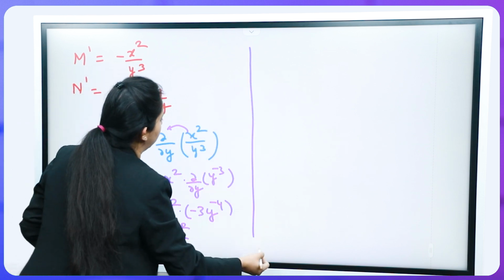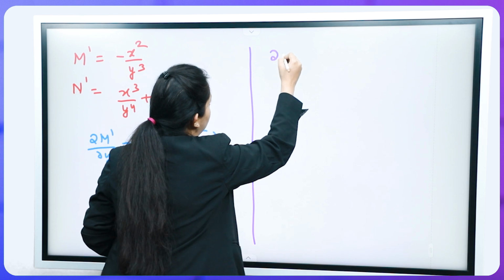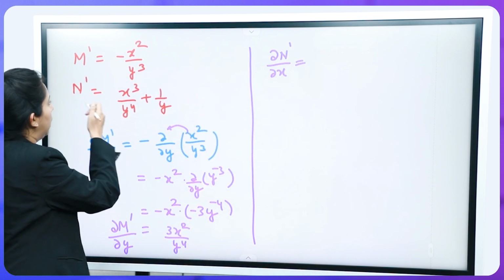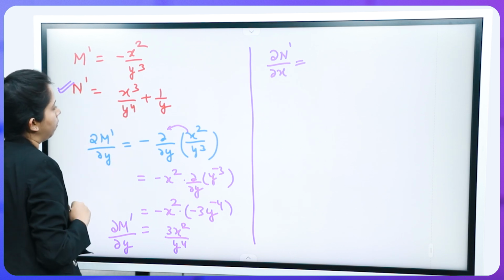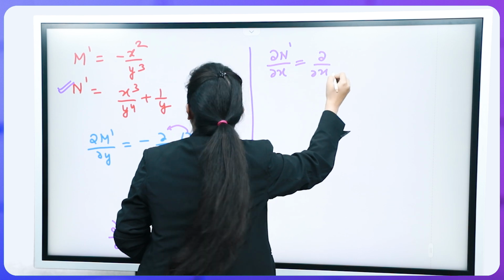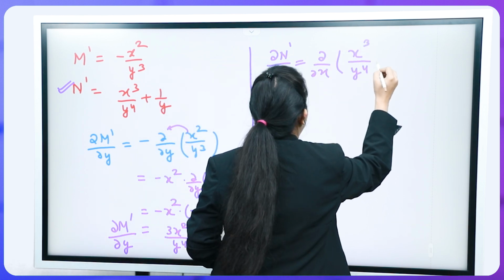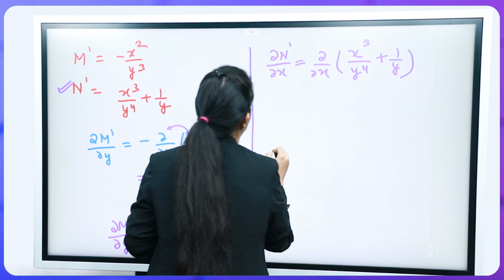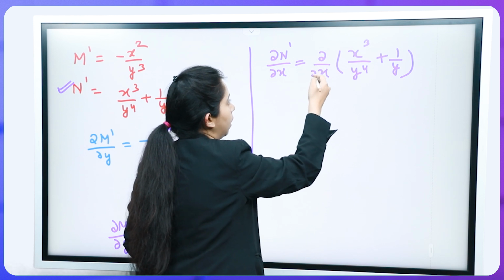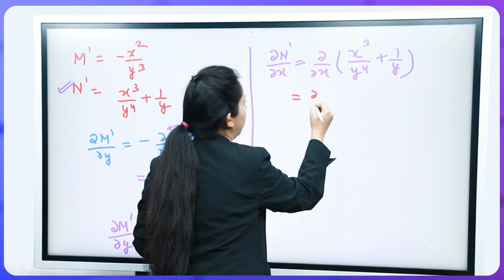Now, we will check whether del n dash by del x is also having the same value or not. Here the value of n dash is x cube by y raised to the power 4 plus 1 upon y. We are differentiating it partially with respect to x. So, the function is x cube by y raised to the power 4 plus 1 upon y. Here, using the rule that the derivative of the sum of two functions is equal to the sum of the derivatives of the two functions.